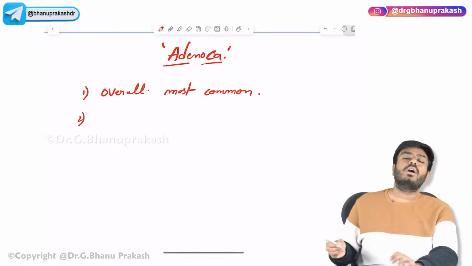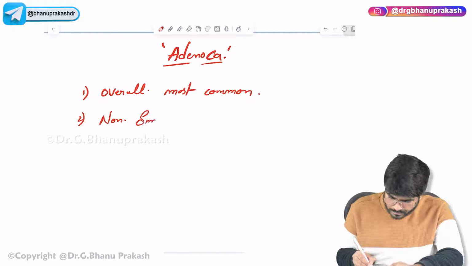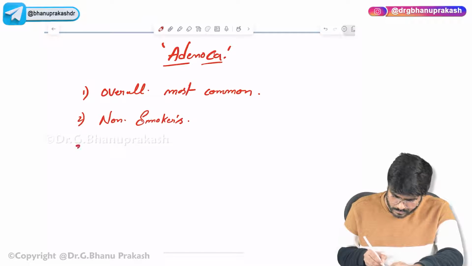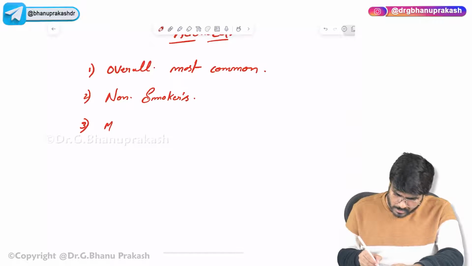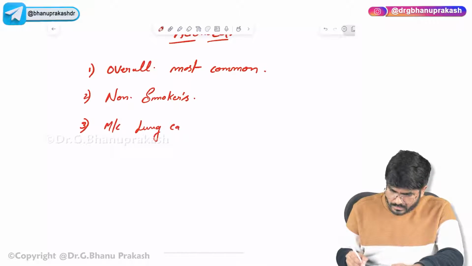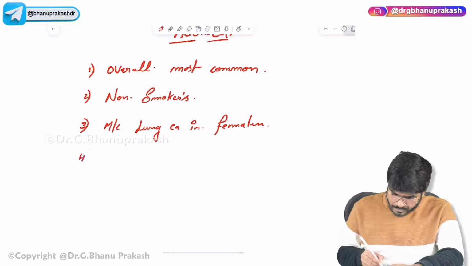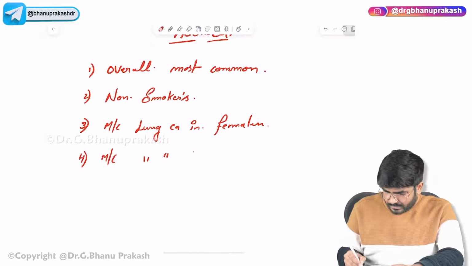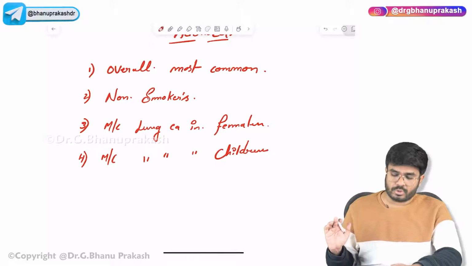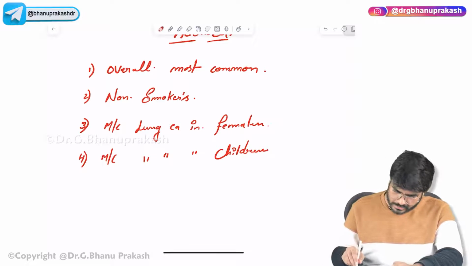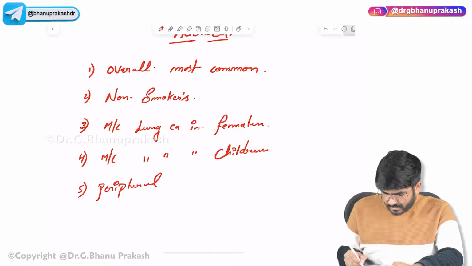First point. Next, are adenocarcinomas seen in smokers or non-smokers? Seen in non-smokers. Usually seen in females. So it's the most common lung cancer in females. Do you think children will smoke? No. So it's the most common lung cancer in children. So overall it is most common, in females it's most common, in children it is most common. Okay, where is it located? You know it is located peripherally. Peripheral location.